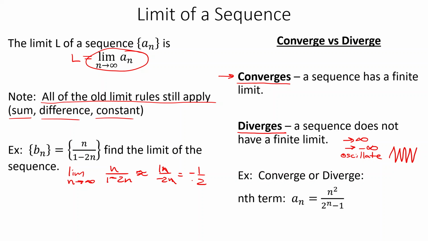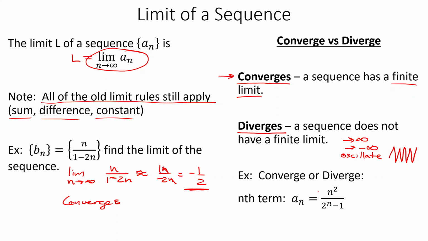So towards the end of this series, it's just going to be negative 1/2, negative 1/2, negative 1/2. Something very close to negative 1/2 over and over again. All right, so we would say that this sequence here converges, because it has a finite limit. There's our finite limit right there. How about this guy? n squared over 2 to the n minus 1.